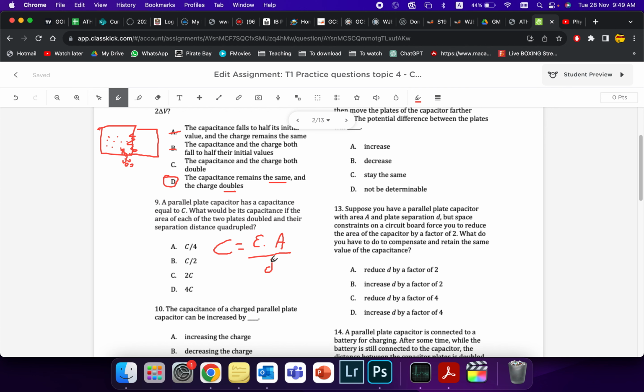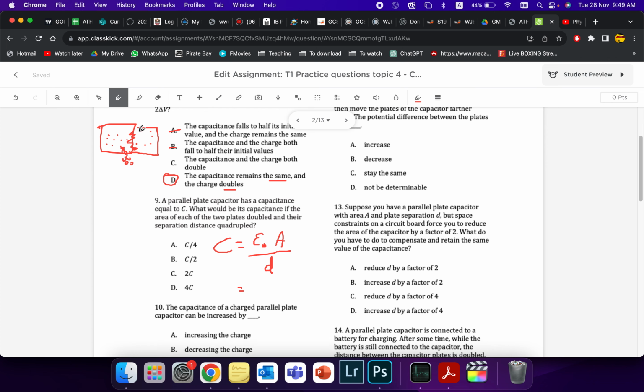We did this in a little simulation. Epsilon naught is the permittivity of free space. It's a constant, it's given to you, and we can ignore it for now. What we'll do is see what happens if I make my area bigger. Of course more charge can be stored, so the capacitance is bigger. If I make the distance smaller, let's see what happens.